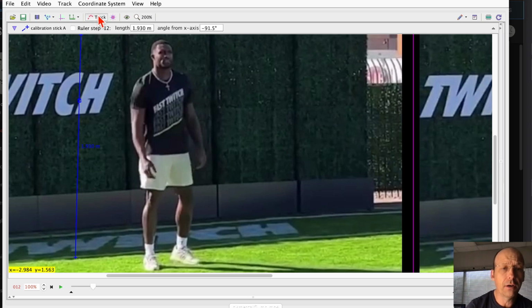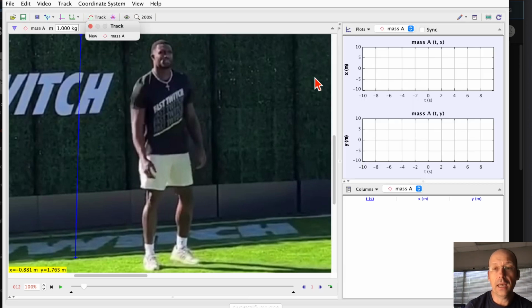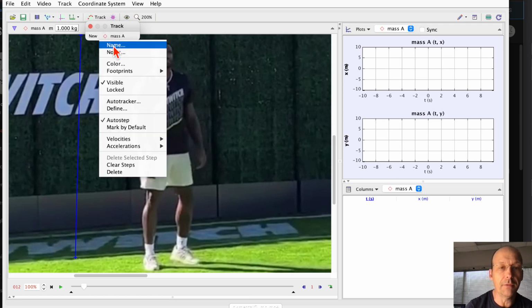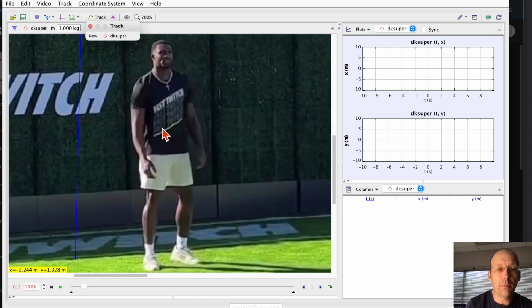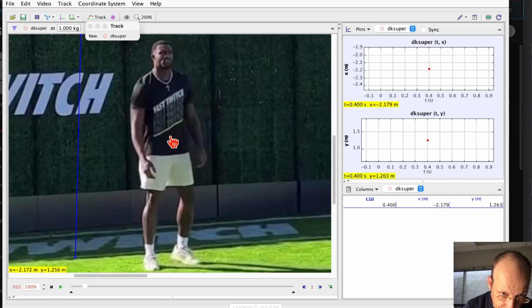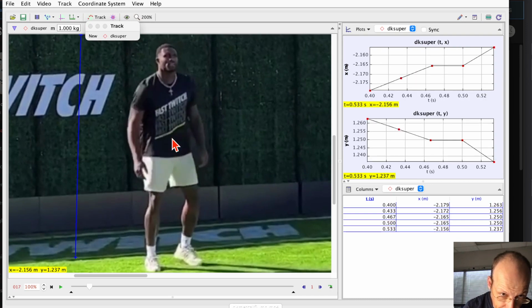So I'm going to go up here and say new point mass, and this is the one that jumps higher. So I'm going to rename this DK Super because he jumps higher. And now I'm just going to approximate. I wouldn't normally do this video this early because he's not really jumping yet. But so here's his belly button. He's in standard position. He's moving down a little bit. I'm going to try to.